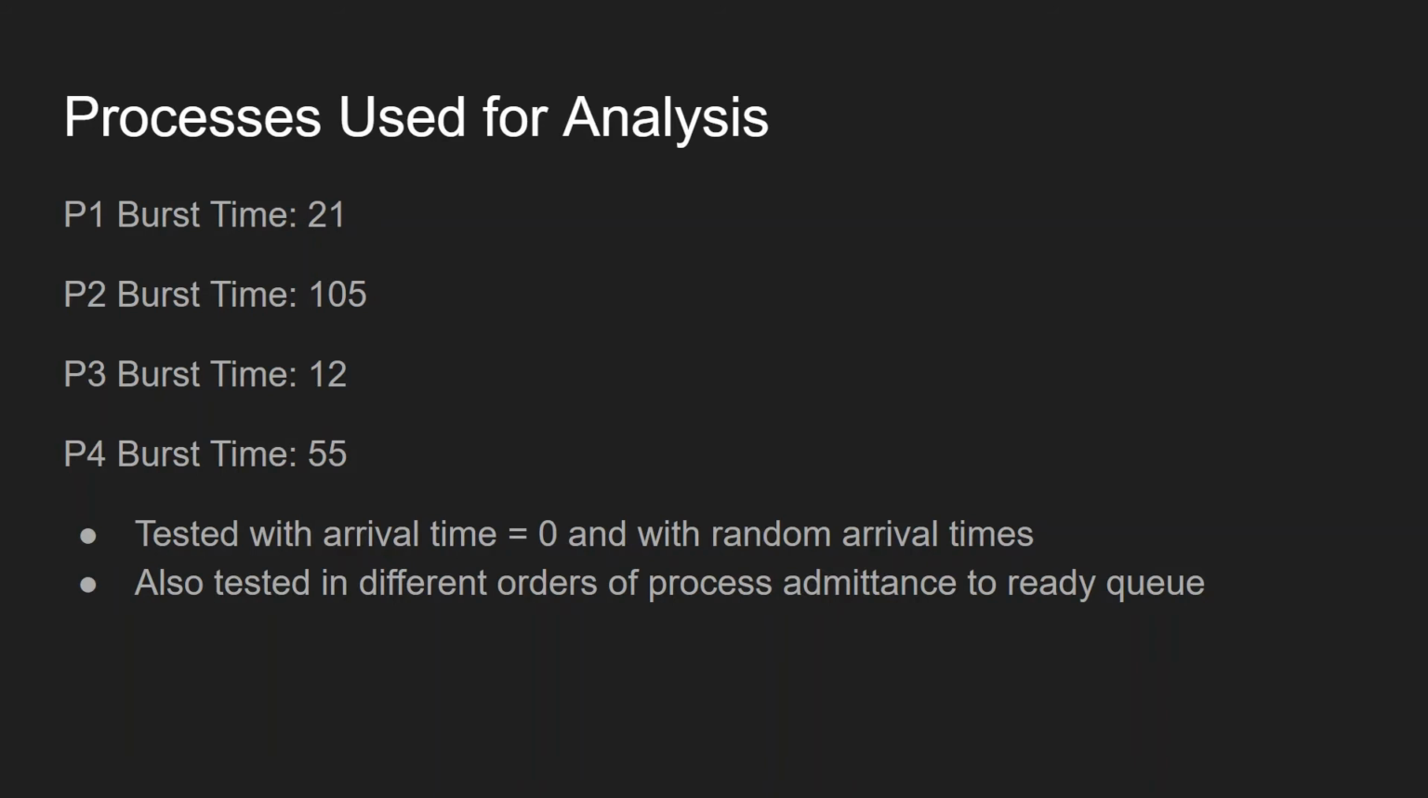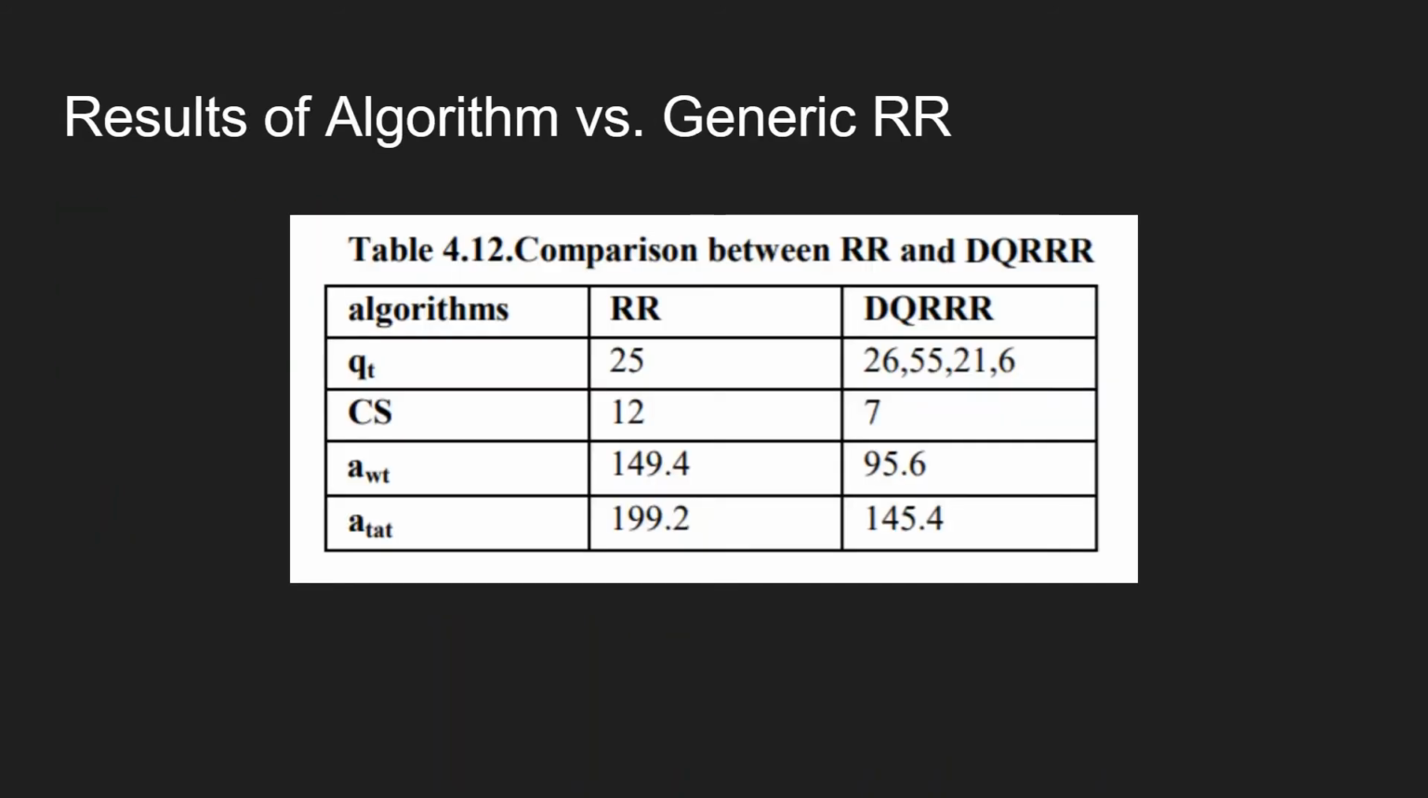So they consider 4 processes in their analysis here with varying burst times. They go a step further too. They test it with arrival time equal to 0, and then they also test it with random arrival times into the ready queue. They also test it in different orders of process admittance. That is, they test it in ascending order, descending, and random order. And we'll see that in the charts following.